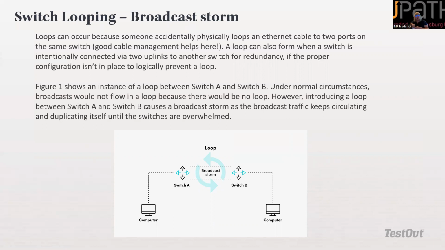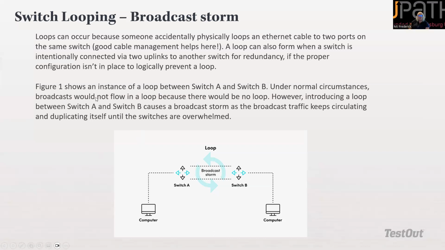So a loop can also form when a switch is intentionally connected via 2 uplinks to another switch for redundancy, if the proper configuration isn't put into place for it to logically connect the way it should, which could create the loop. So the idea is, again, I've told you before, a lot of times the errors that we have occur because of misconfiguration, whether it's in security or working with the equipment.